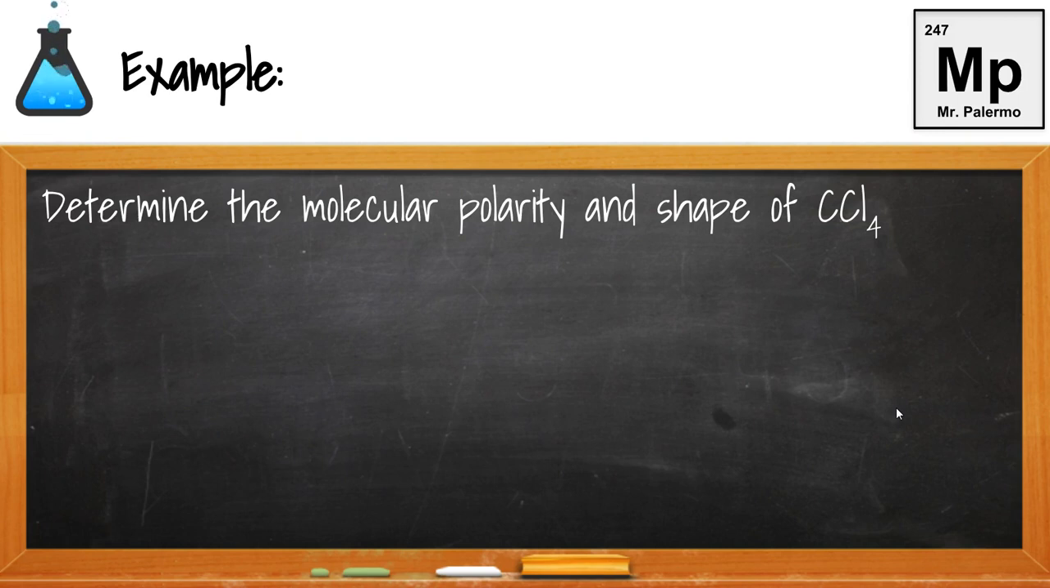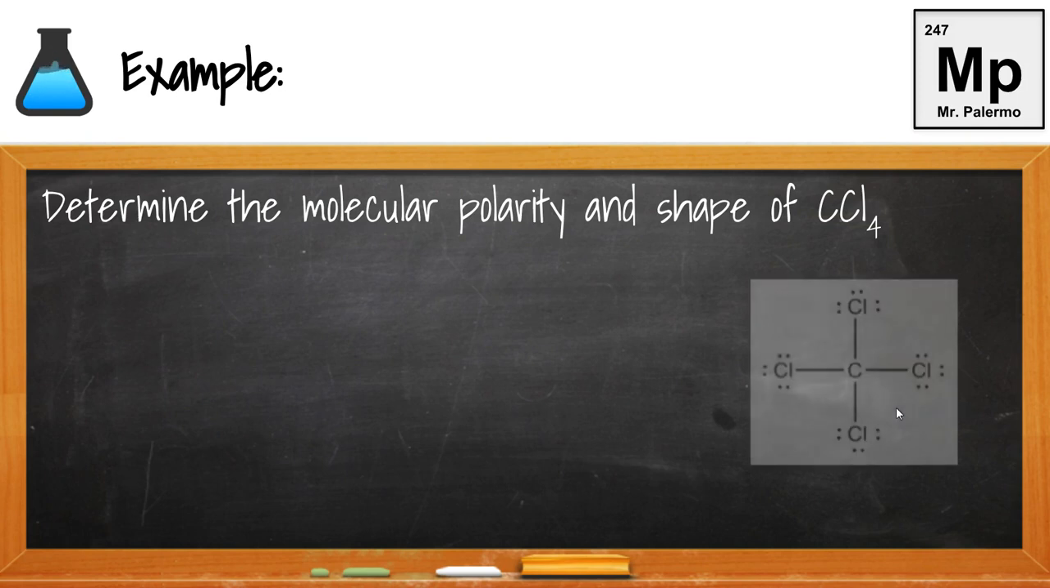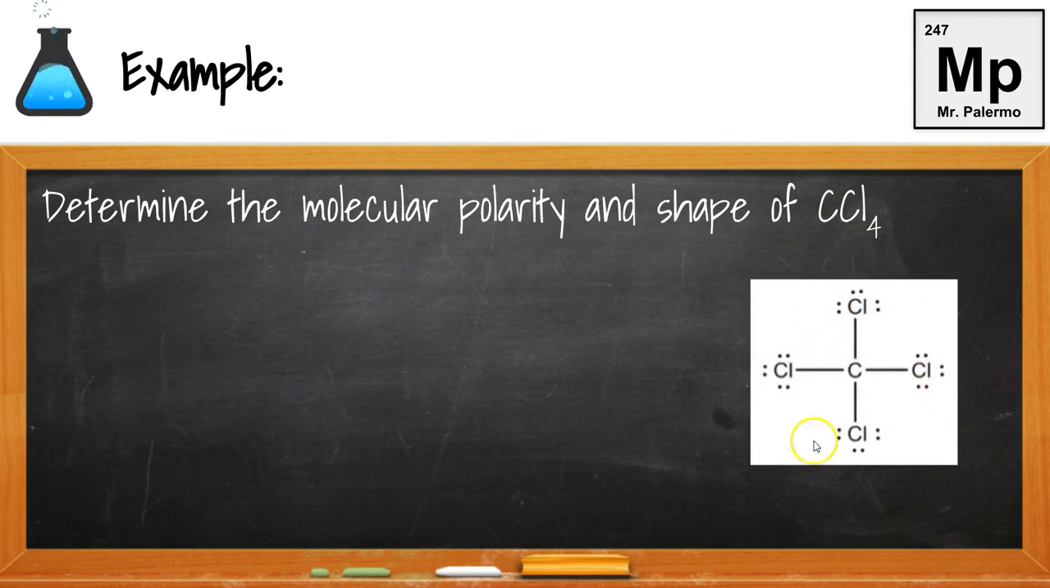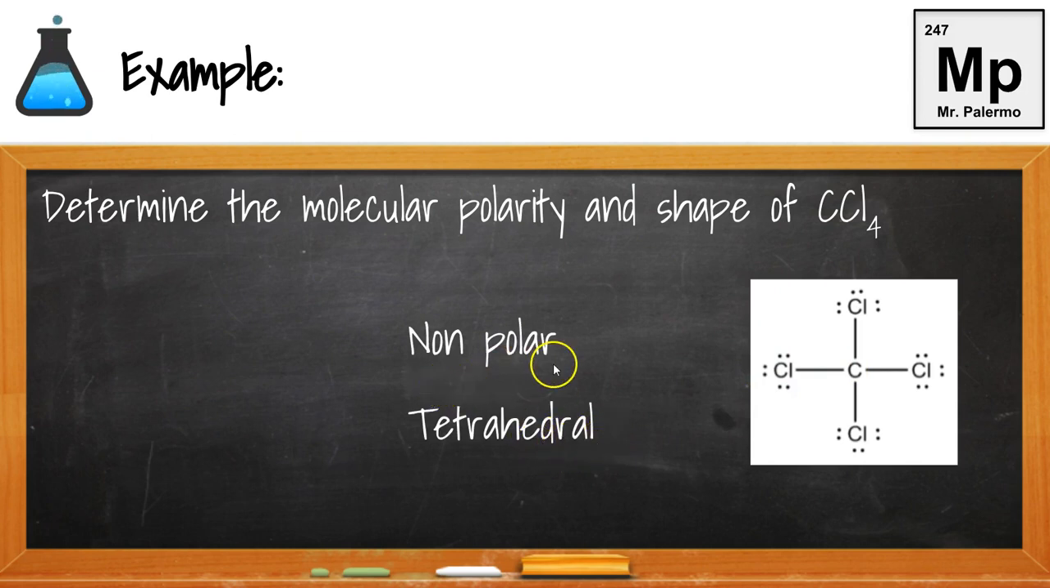So we want to determine the polarity and shape of CCl4. So the first thing you have to do is actually draw out the structure. So I'm going to draw my central atom, and then I draw in my chlorines around it. I assign my valence electrons as we did in our previous video on Lewis dot diagrams. And you'll see that it is 4 atoms around a central atom. And so the shape is going to be the tetrahedral, and the tetrahedral shape is always nonpolar.